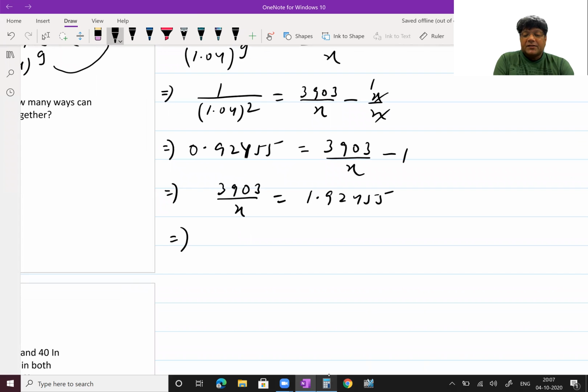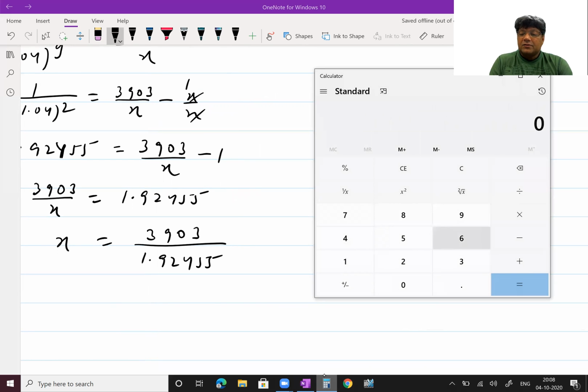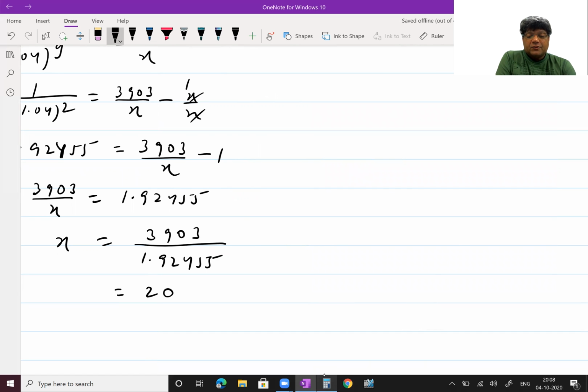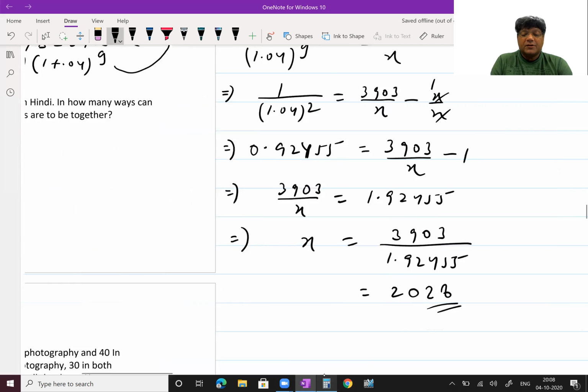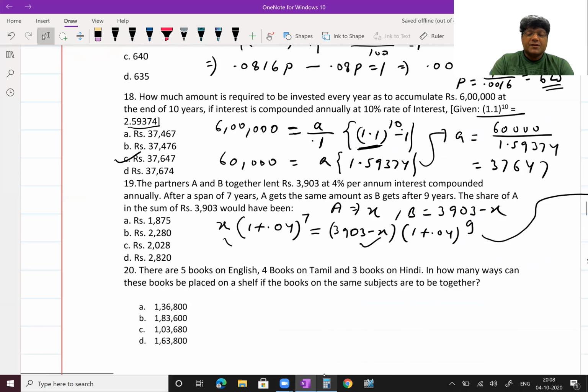So this implies, guys, x is equal to 3903 divided by 1.92455. Now, 3903 divided by 1.92455, that is 2028.00, that is 2028. Any option, any answer? 2028, yes, option C. Guys, this is the option C.